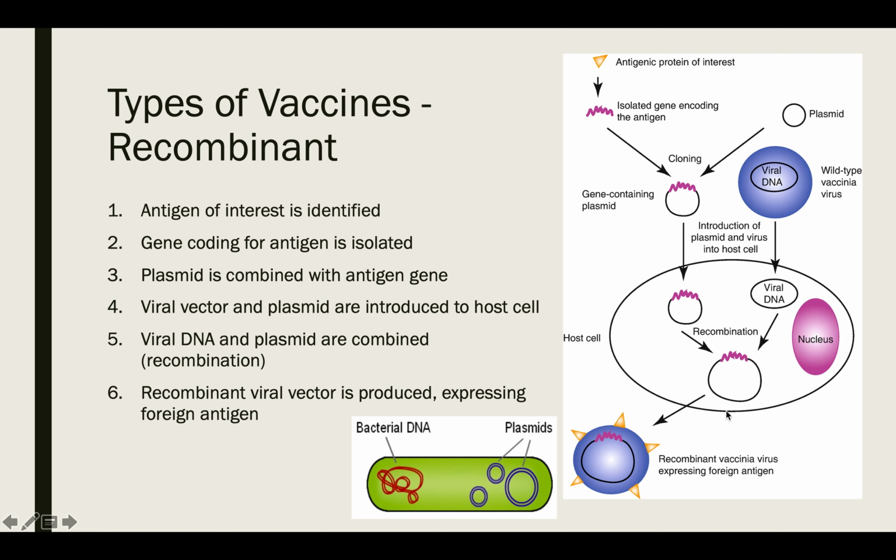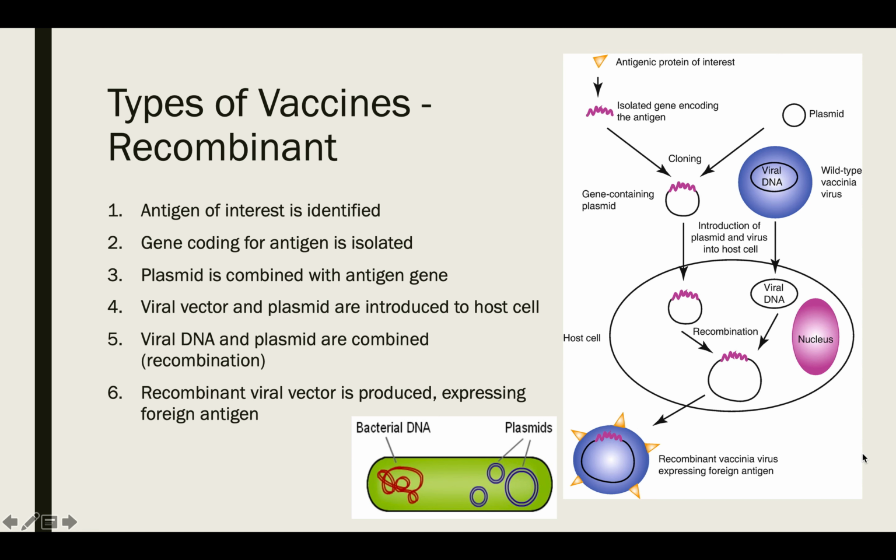When that virus is then released from the cell after it's been replicated, it's going to have that gene. So now you have a vaccinia virus that expresses that foreign antigen. In this case, it's a vaccinia virus. It could be an adenovirus, a cold virus. It could be a number of things. And a lot of times these viruses are either naturally not pathogenic or they have been modified so they aren't pathogenic. And they're going to carry this protein.